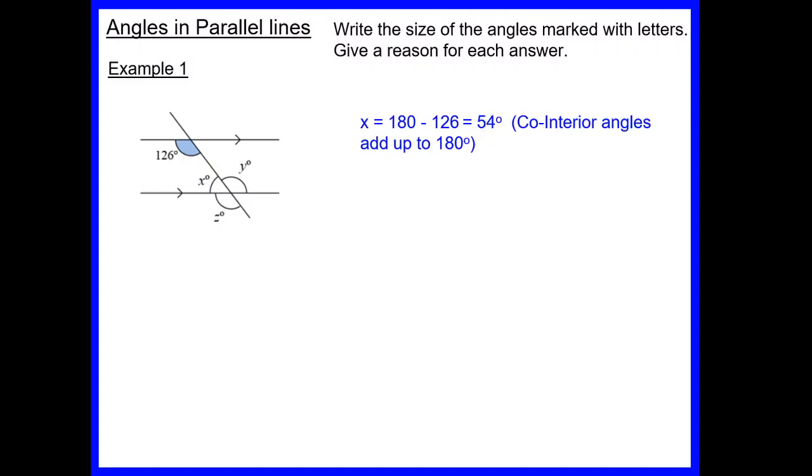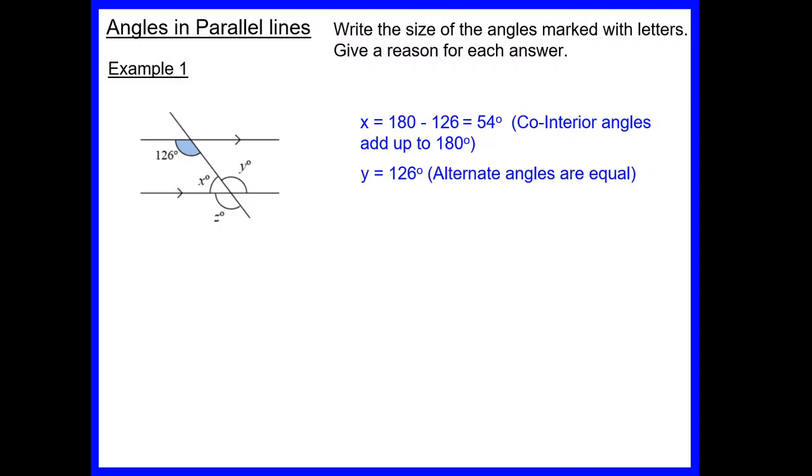Now we're going to have a look at finding angle y. If I start with the 126 degrees here, the y is on the alternate side of my transversal line, and they are both obtuse angles, so they must both be the same size. But they're on alternate sides of the line, so we're going to use the rule alternate angles are equal.